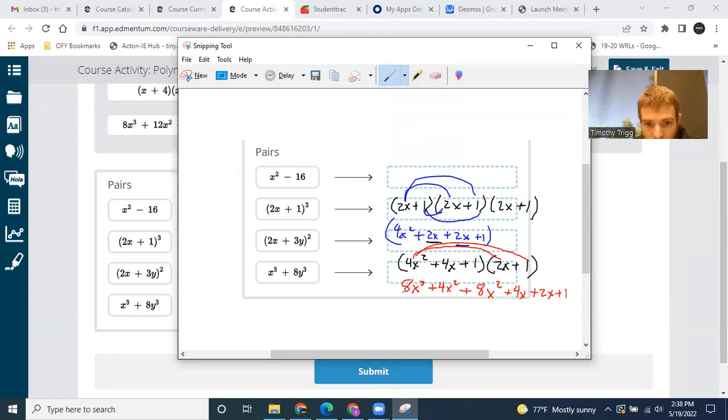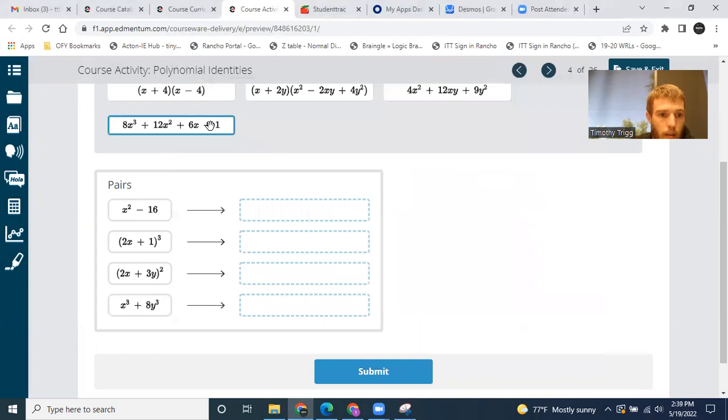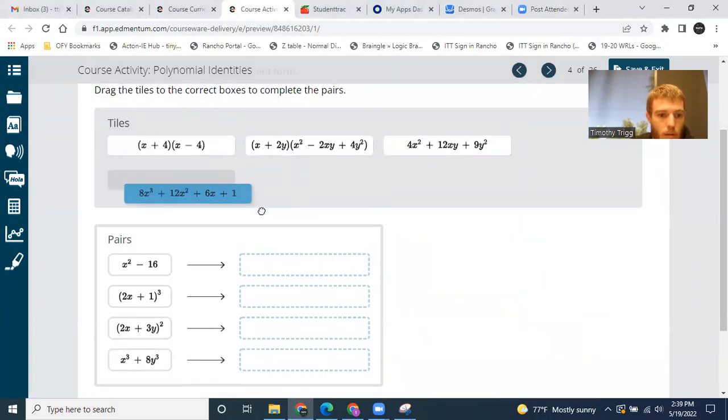This 8x to the third doesn't combine with anything, so I'm just going to write it. Then I'm going to combine my x squared. I've got a 4x squared plus an 8x squared, giving us 12x squared. We also have a 4x plus a 2x, which gives us plus 6x. And then we have a constant plus 1. So 8x to the third plus 12x squared plus 6x plus 1. Here we go. So that goes right here.